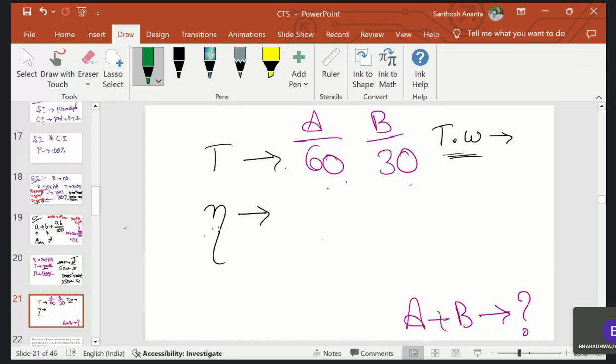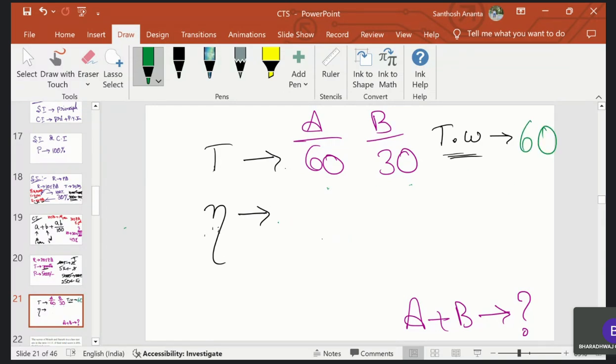Among 60 and 30, the biggest number is 60, right? The number 60 is divisible by 30, and 60 is divisible by 60. So the LCM of 60 and 30 is 60. Now the total work is 60.